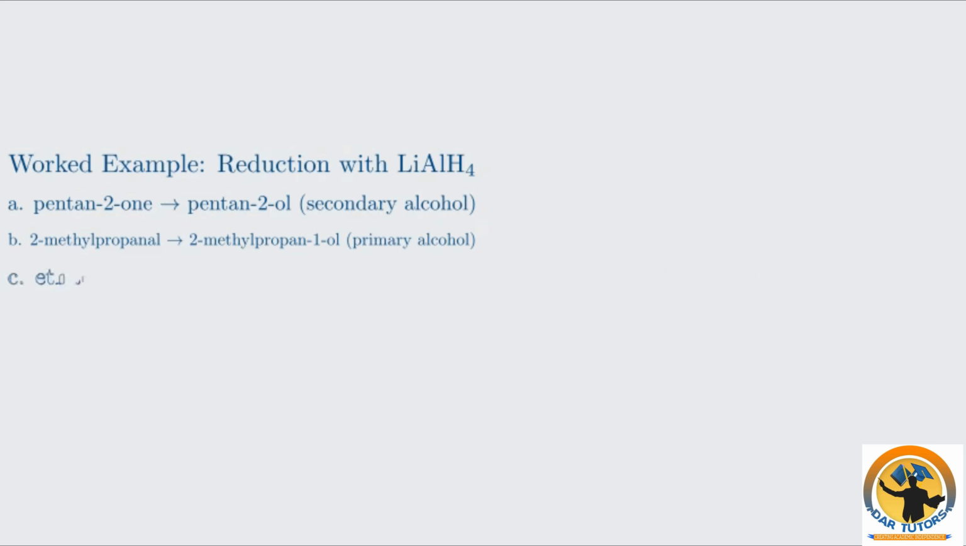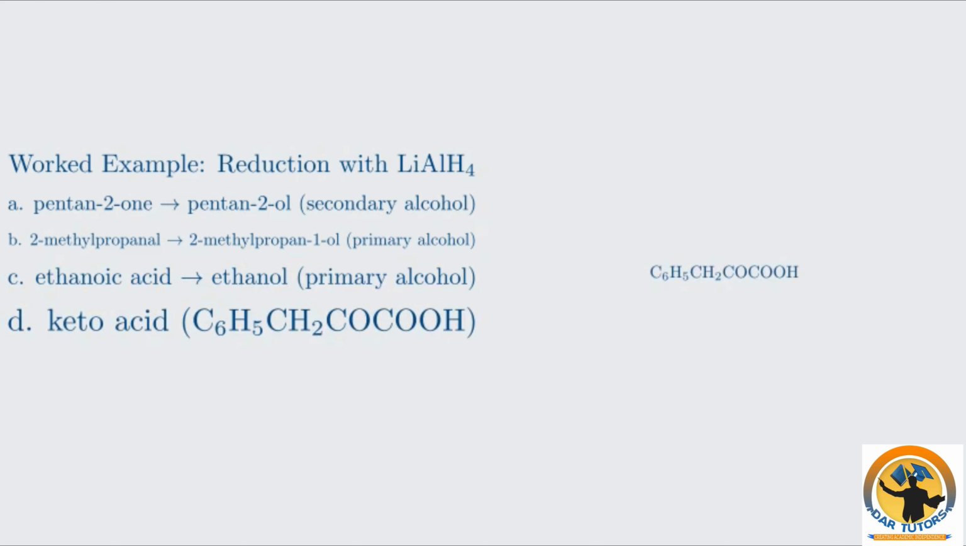Part C is ethanoic acid. Carboxylic acids reduce to primary alcohols, so ethanoic acid becomes ethanol. For Part D, we have a keto acid. This molecule contains both a ketone group and a carboxylic acid group. Lithium aluminum hydride is a strong, non-selective reducing agent for carbonyls. It will reduce both the ketone to a secondary alcohol and the carboxylic acid to a primary alcohol. The product will be a diol with a primary and a secondary alcohol group.